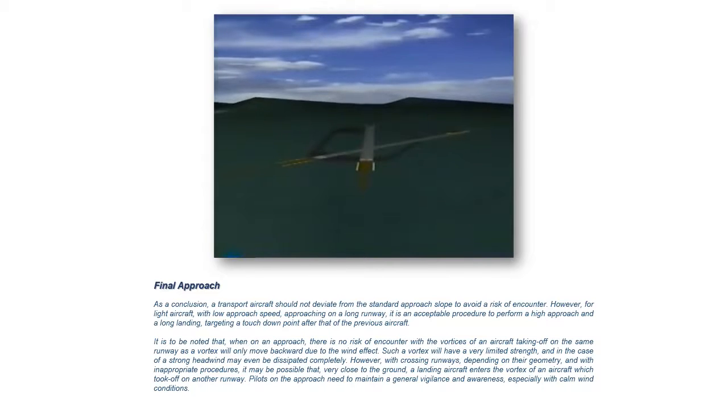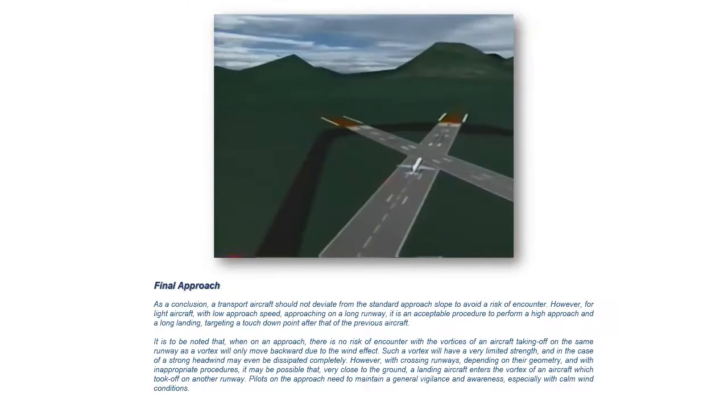Intersecting runways can also create a hazard when a small aircraft is cleared to land on a runway where the flight path will take it through the flight path of a larger aircraft that was landing or departing on a different runway.